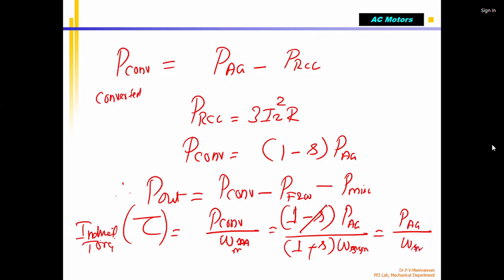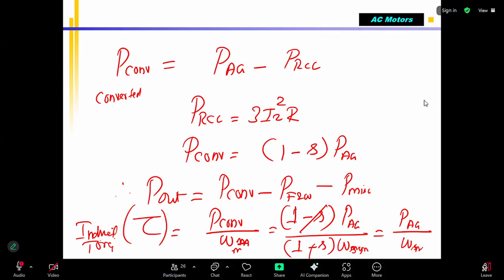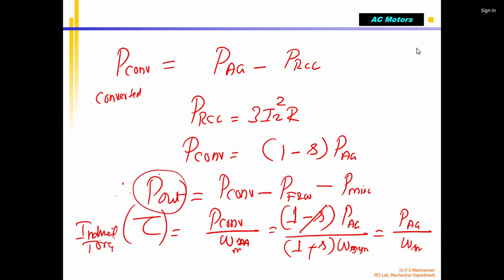I stop here. Sorry for taking a little time. Tomorrow we'll do some problems, because you can expect some problems from this for your midsem exam as well. We'll do 1 or 2 problems so that you will understand better how the input AC power is converted to mechanical power. PAG is the mechanical output power available in the shaft. That is proportional to the AG, which means air gap.